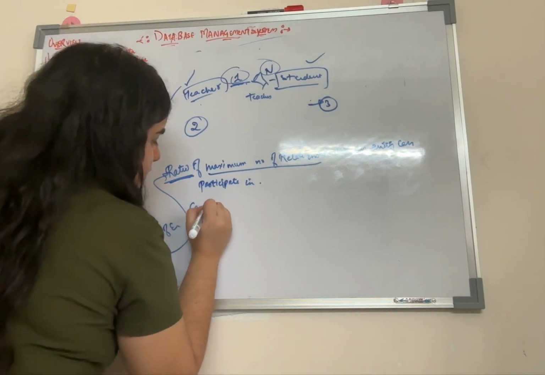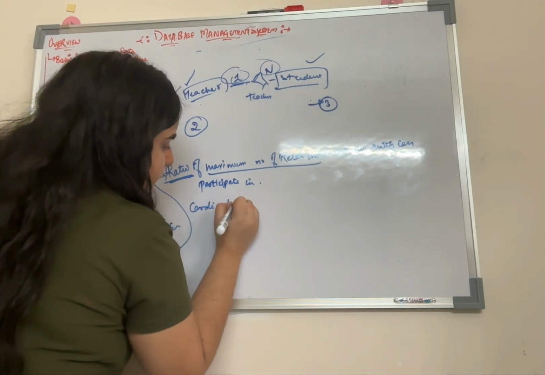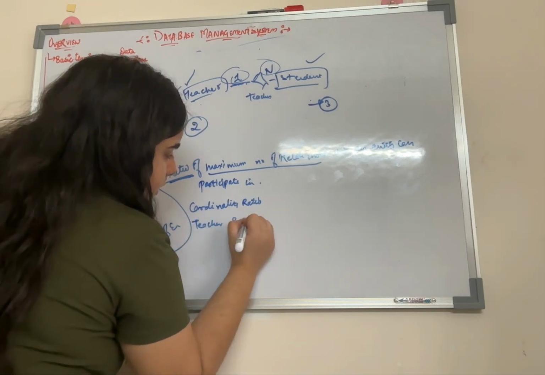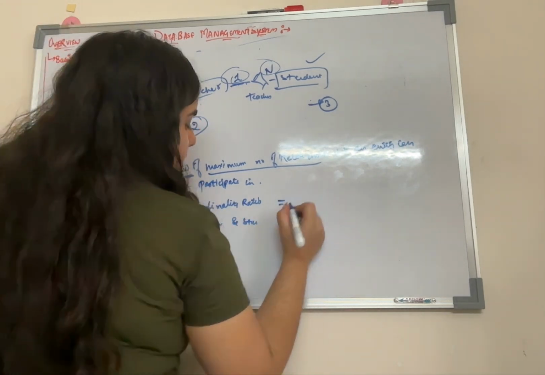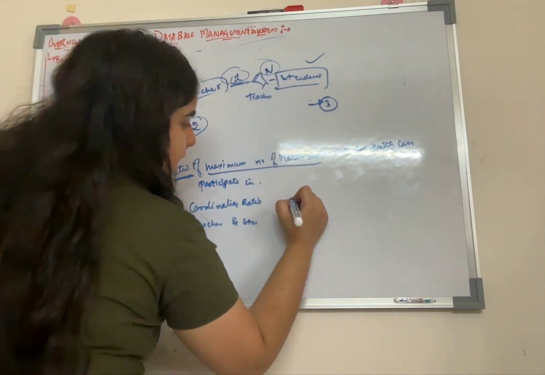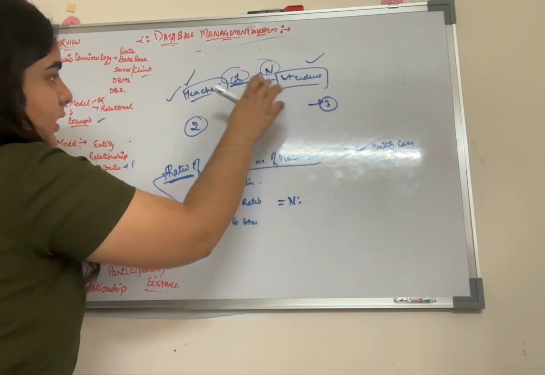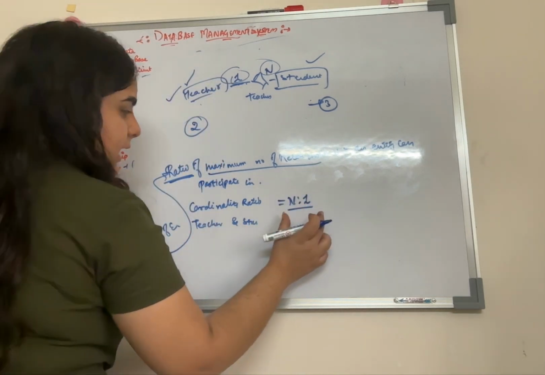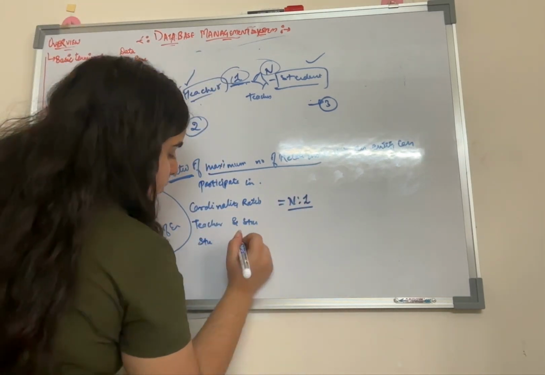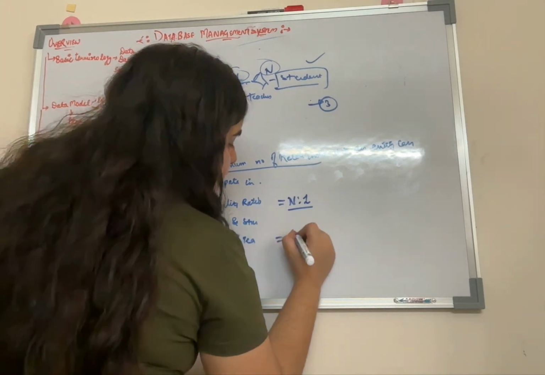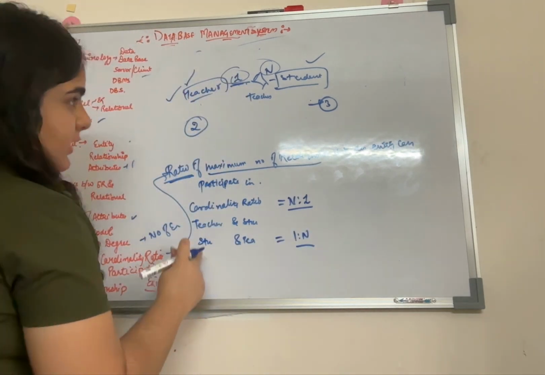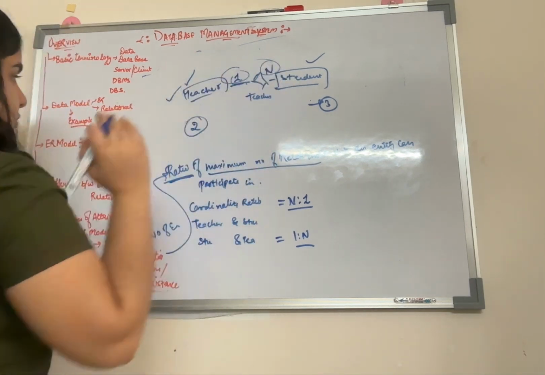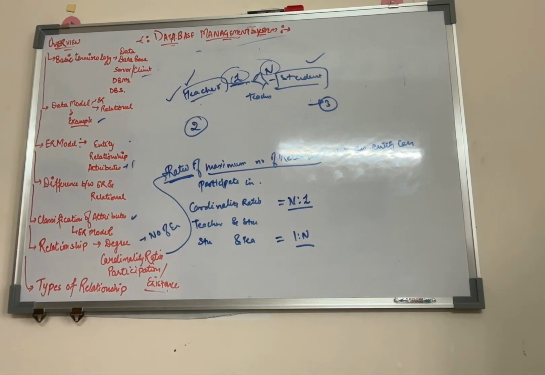So the cardinality ratio for teacher and student will be, now teacher can teach at most n students, and student can have at most one teacher. So for teacher and student, the cardinality ratio will be n:1, and for student and teacher, the cardinality ratio will be 1:1. A student can have at most one teacher, and a teacher can have at most n students. So this is cardinality ratio.